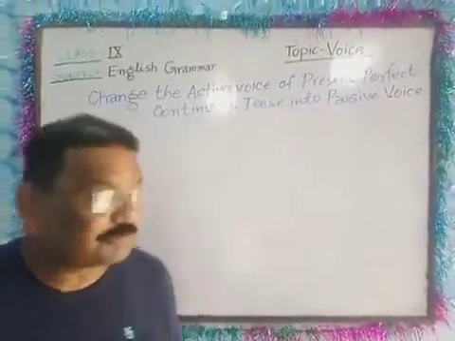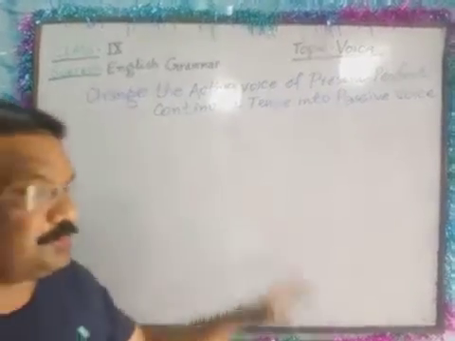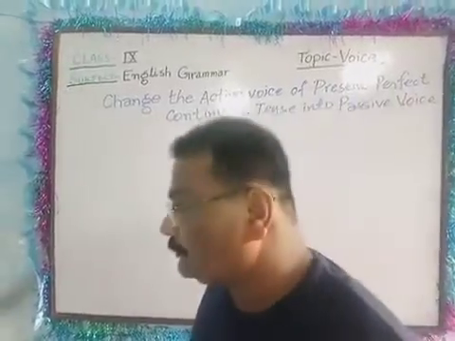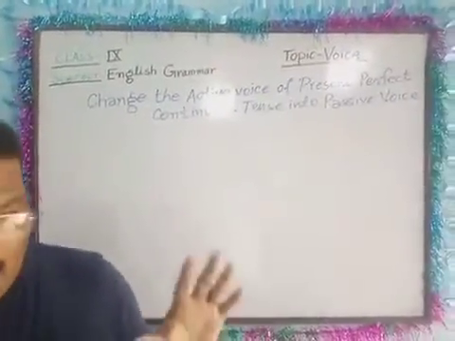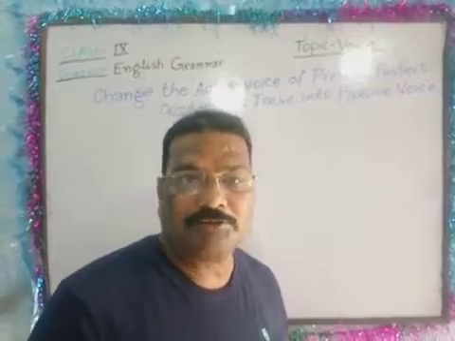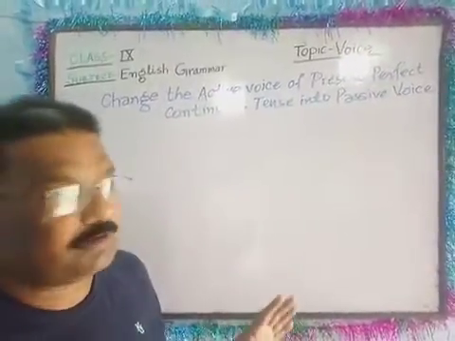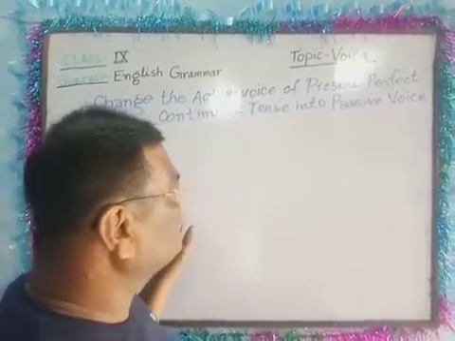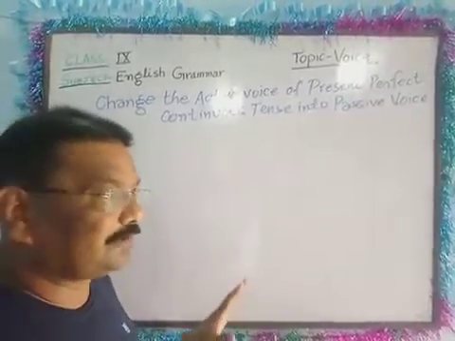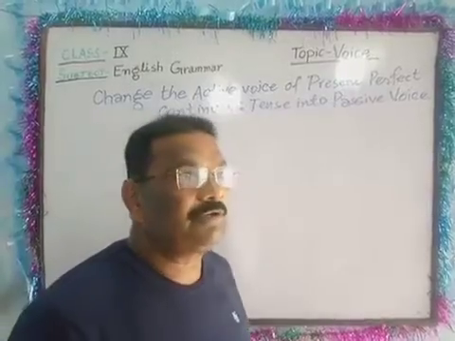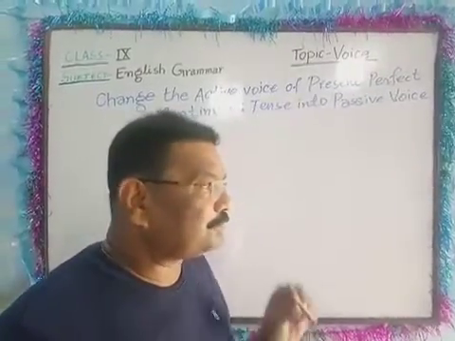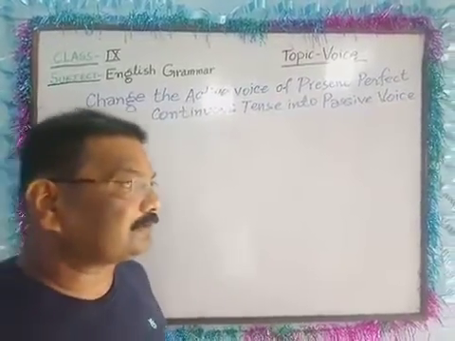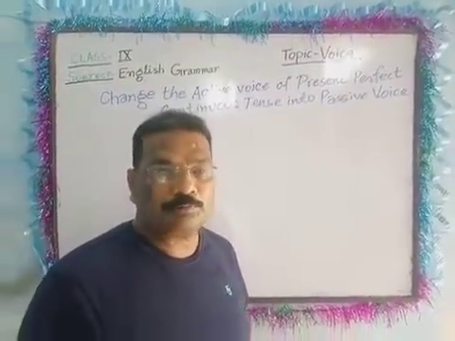Now today I am going to change the active voice of past perfect continuous tense into passive voice. As the ancient grammar says, there is no way of changing the past perfect continuous tense into passive voice. But modern grammar says that it is possible to change the active voice of past perfect continuous tense into passive voice.